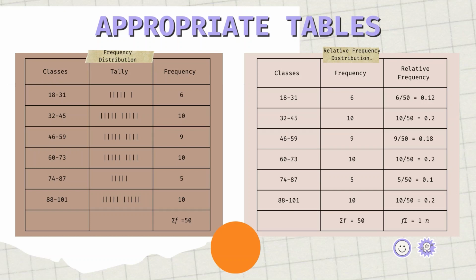The relative frequency distribution is the portion or percentage of the data that falls in that class. To find the relative frequency of a class, we divide the frequency by the total. For example, the frequency is 6. So 6 divided by 50, the total is 0.12.